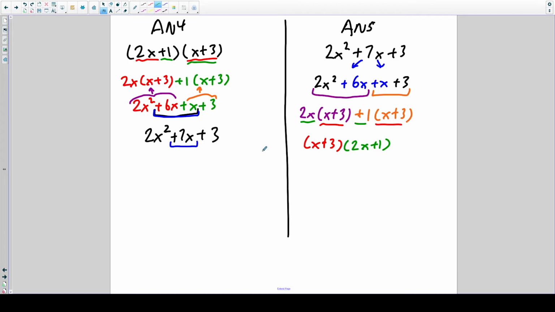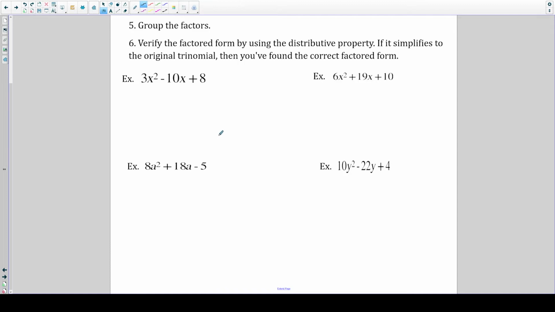So hopefully what this does is it gives you a sense of what we're going to be doing in a more methodical sense in just a moment here. So again, we're taking what our result was in AN4, and we're just undoing all of that work to end up with two factors. So moving on to this page here, the first thing that we're going to do is identify your A, B, and C values. And we're going to see why we need to do that in just a second.